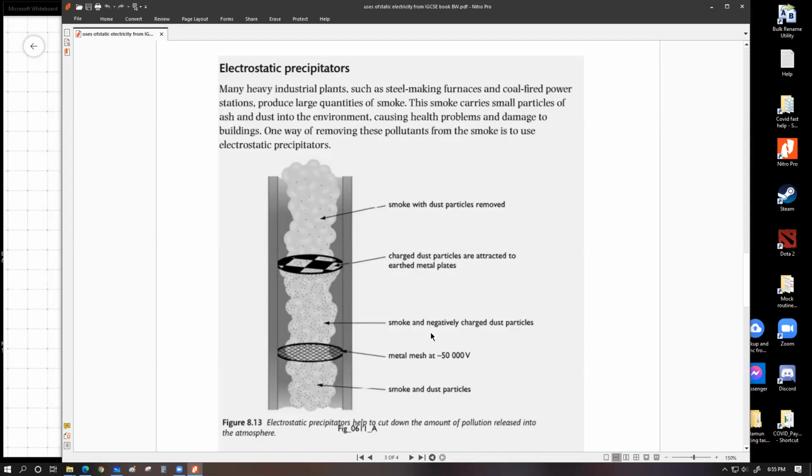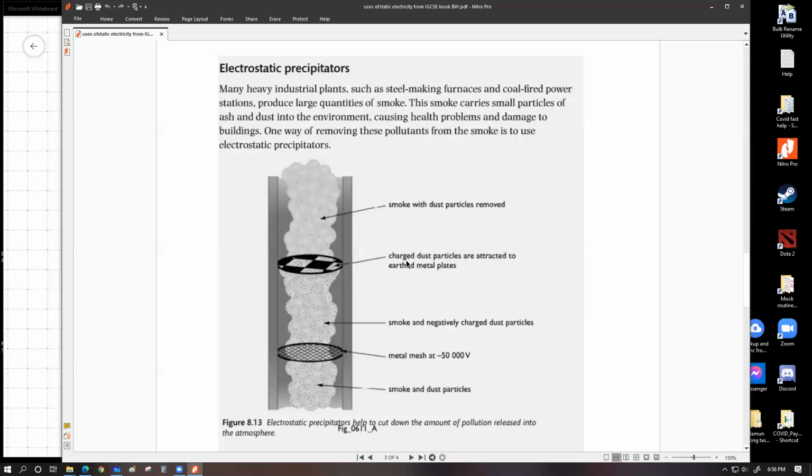Now here they have only said the negatively charged dust particles. They haven't mentioned that the smoke particles will also be negatively charged. There is a reason for this. Each of the smoke particles are considered to be part of the atmosphere particles, which means they are extremely small. They can also become negatively charged, but they will be very weakly attracted by what we have on top. What do we have on top?